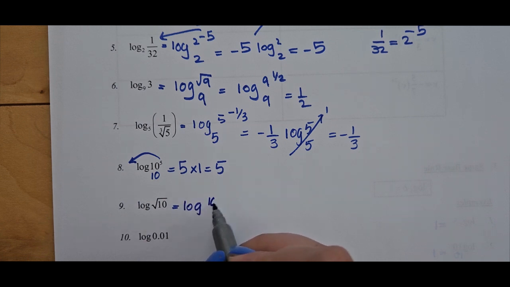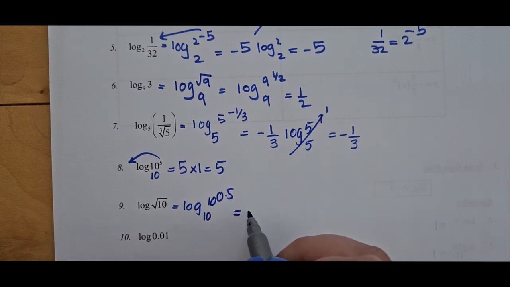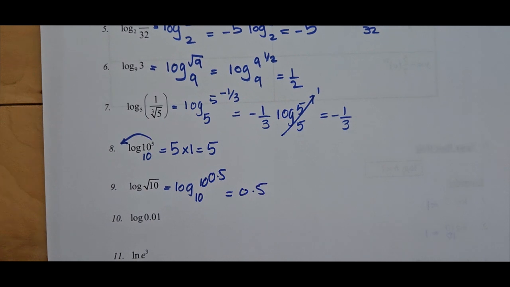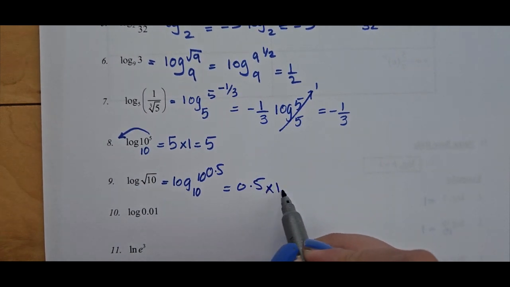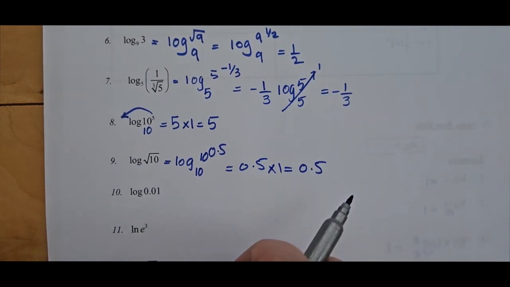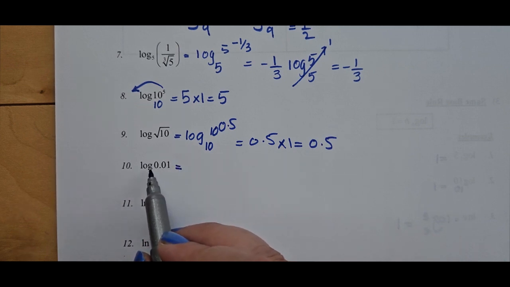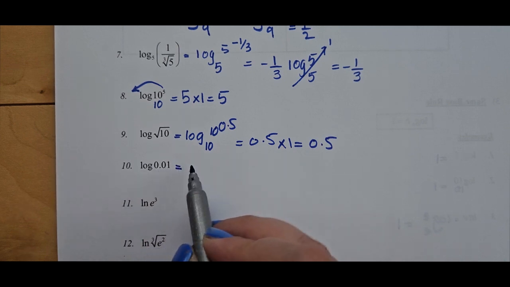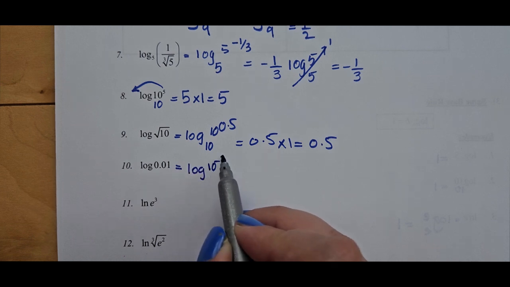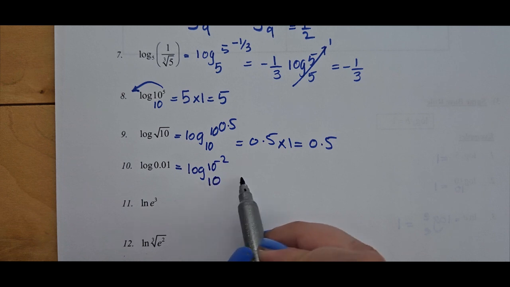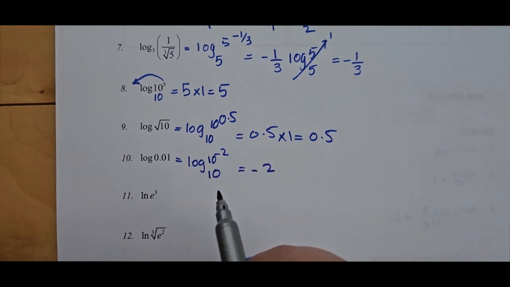Here square root of 10, it's 10 to the power 0.5. And remember, whenever the base is not written, it is 10, right? So that would be 0.5 times 1. The answer is 0.5. Now again here, log 0.01. This is log 10 to the power negative 2. So the answer is negative 2.